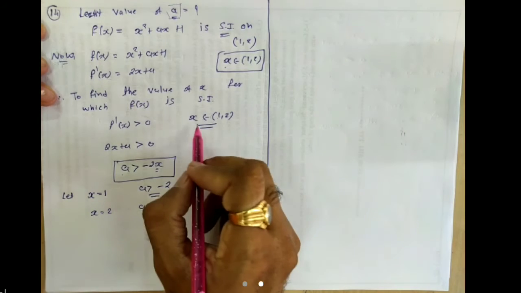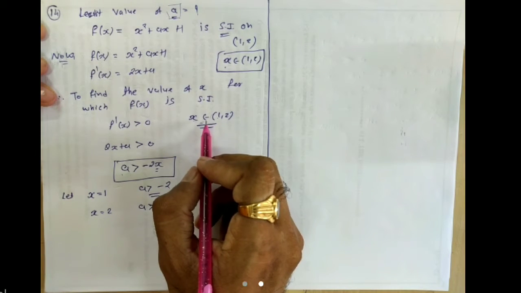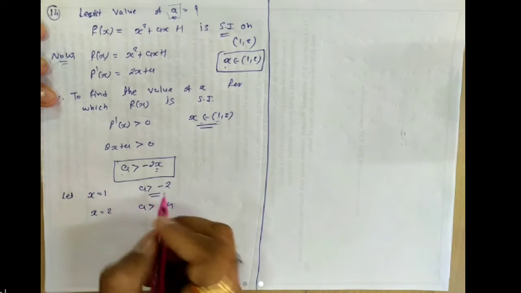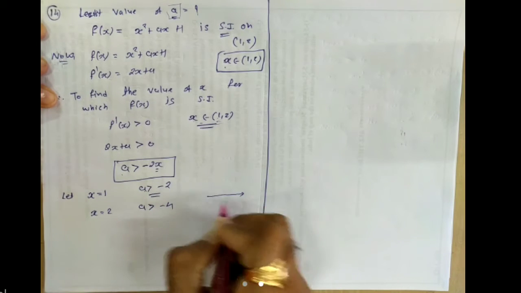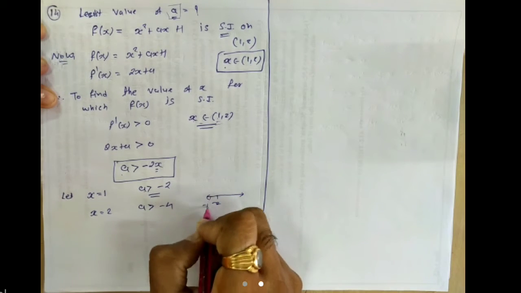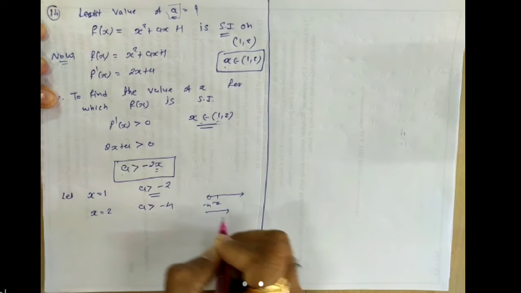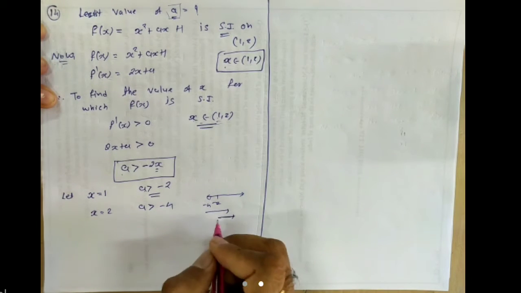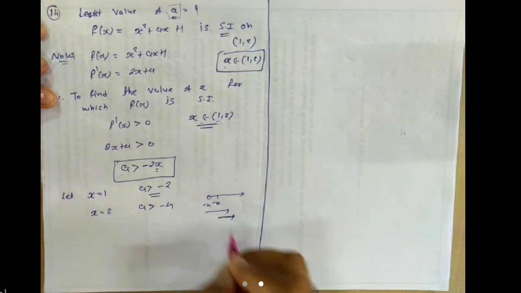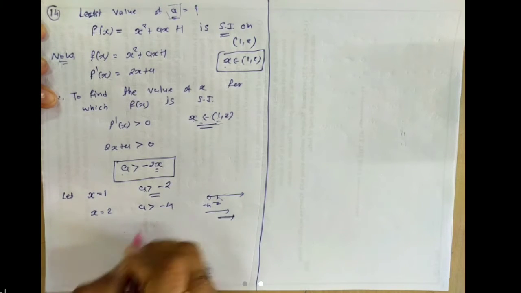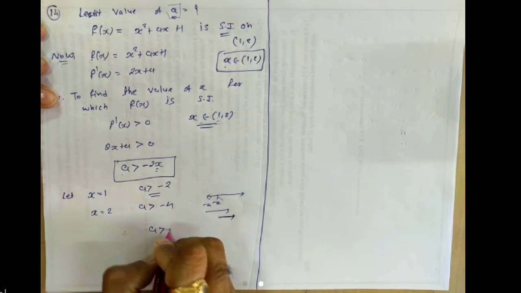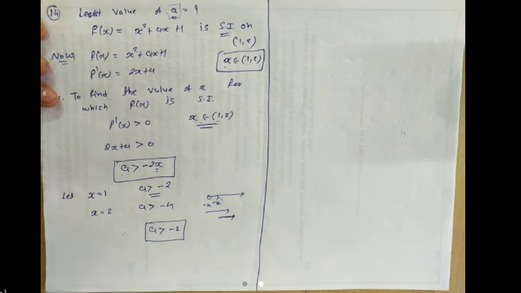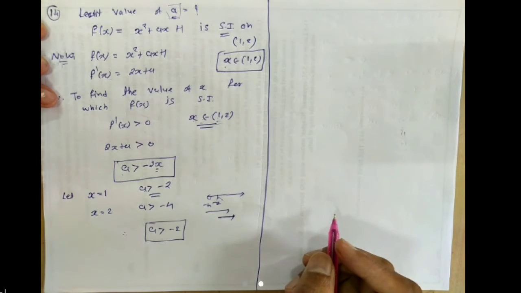Done? So the condition is x must lie between the interval 1 to 2. So a must be greater than minus 2. Look, this is the number line, here -2 and here -4. So a should be greater than -4 and also greater than -2. That means if we combine both conditions, what will happen? a must be greater than -2. Therefore combining both conditions, a must be greater than -2. This is the least possible value of a for which our function is strictly increasing function.